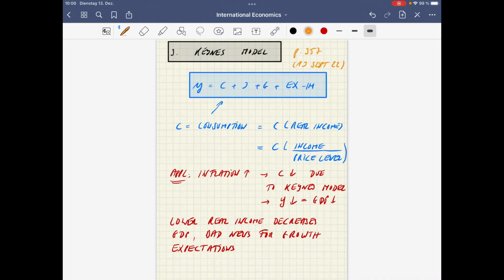So the Keynes model has an implicit assumption, that's the fixed price assumption. Nevertheless, if inflation plays a role, you'll realize that the real income, which is crucial for consumption, goes down. So inflation has an effect on the real income, pushing down consumption, and via that channel pushing down GDP, which is the sum of consumption, investment, government expenditures, and net exports.